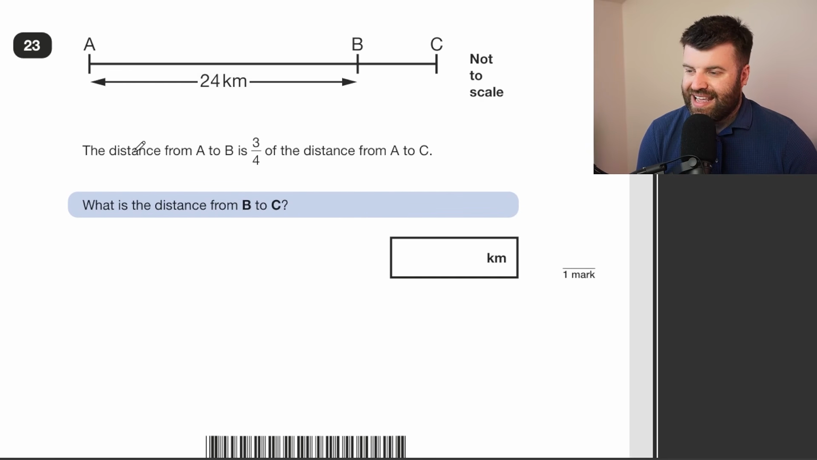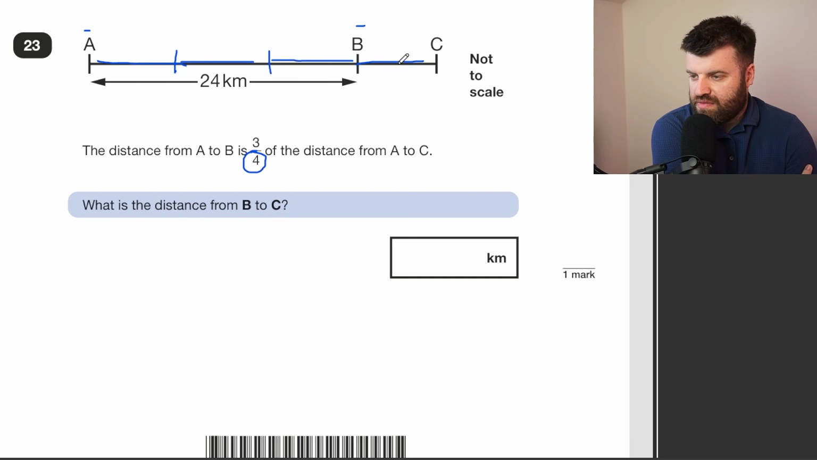Question 23. The distance from A to B is 3/4 of the distance from A to C. So what we basically see here is A to B is 3/4, so we chuck it into 3 parts of the total, which is A to C. So you can see now I've cut the whole thing into 1, 2, 3, 4 parts because we're in quarters. So A to B is 3/4 of the total distance. That works out because it's 1, 2, 3 out of 4 in total, 4 jumps from A to C.